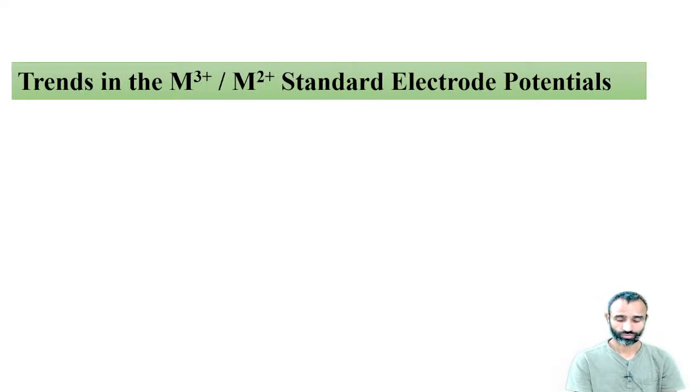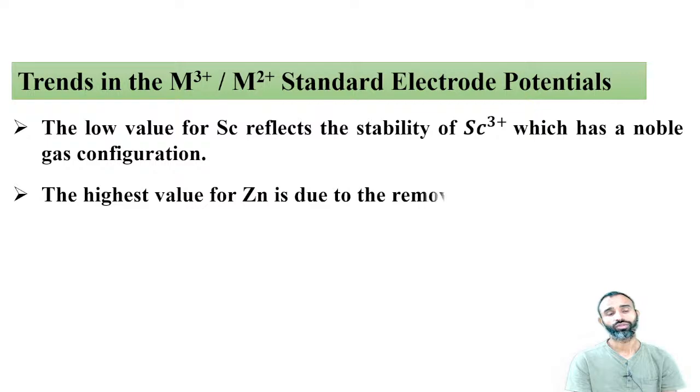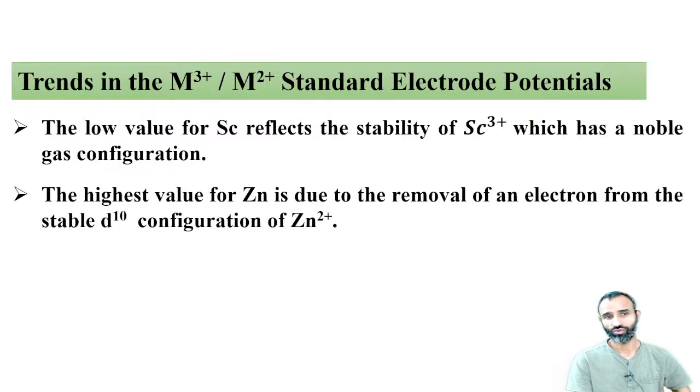So scandium has low value. Why? Because scandium 3+ has noble gas configuration. So scandium 3+ is reluctant to convert into scandium 2+. For zinc, it is highest, because if we remove electron from zinc 2+, or if we add electron in zinc 3+, it becomes more stable, d10 configuration.